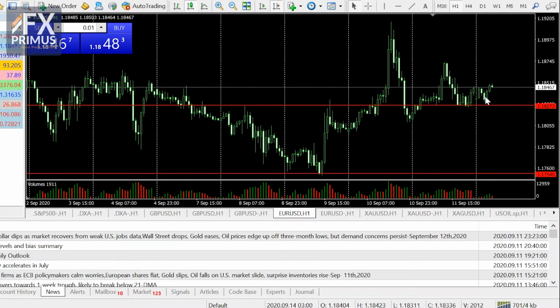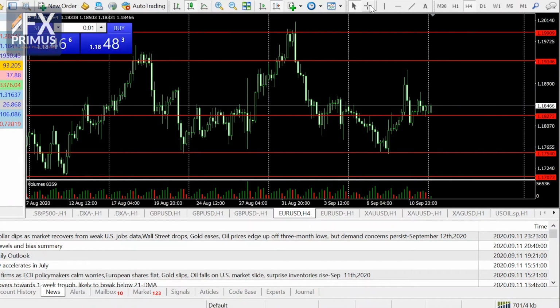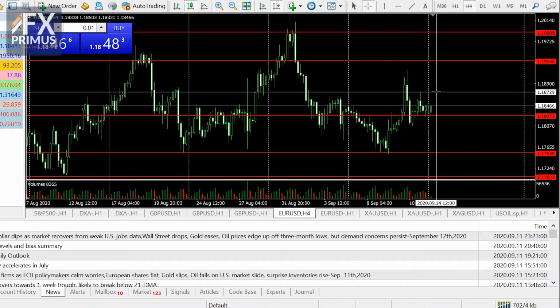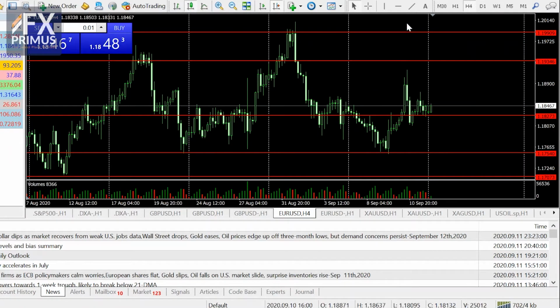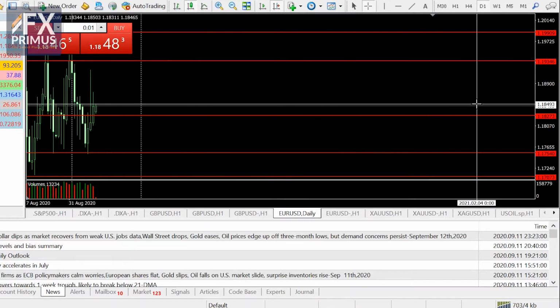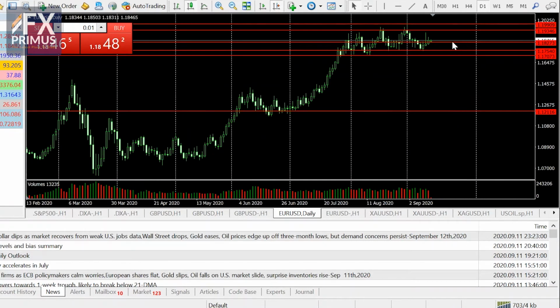So currently it is still marginally quiet. If the US dollar was to strengthen or weaken, we could see the euro dollar come back down to the support levels of 1.1825, which is just about 20 pips to the downside. And if it does strengthen, we are looking at a target price of about 1.1872, which is about 27 pips to the upside. As you can see, even on the daily charts, the euro dollar is in a consolidation phase.